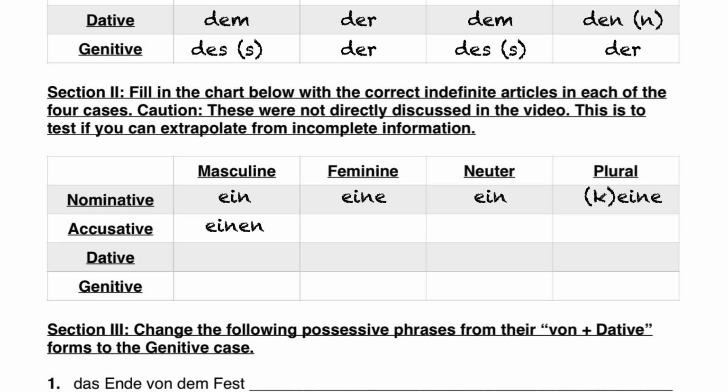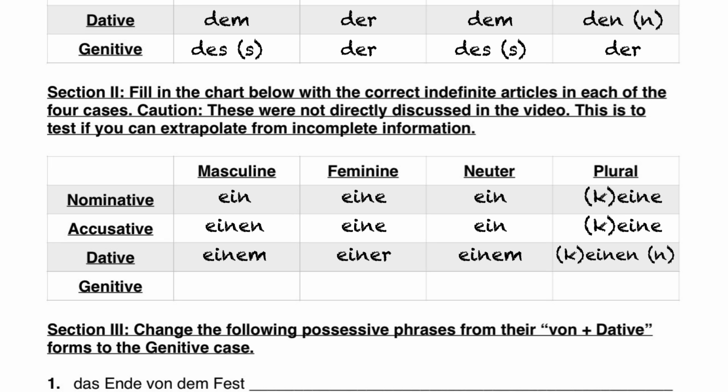In the accusative case, again, the only thing that changes is the masculine. It changes from ein in the nominative to einen in the accusative. Feminine, neuter, and plural all stay the same. Einen, eine, ein, and keine. In the dative case, we still have einem, einer, einem, keinen. Don't forget there's an n still at the end of the noun for the plural dative.